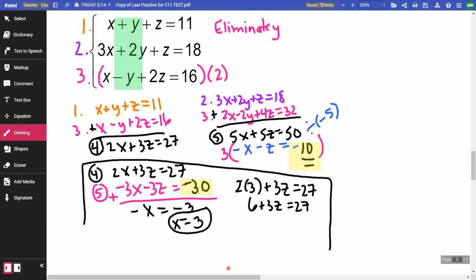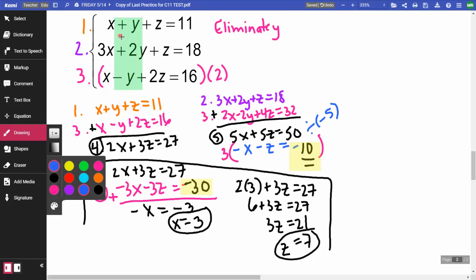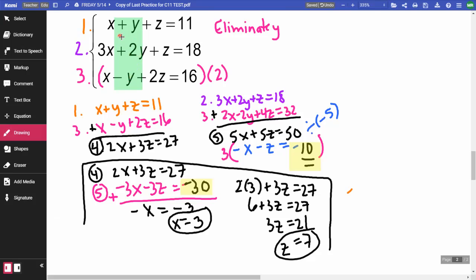So when I minus 6, I'm going to get a 21. So z is going to be 7. Now that I have my x and my z, I'm going to come back up here to either 1, 2, or 3, and I'm going to try to find my y. I'm thinking number 1. So I'm going to put it into number 1.